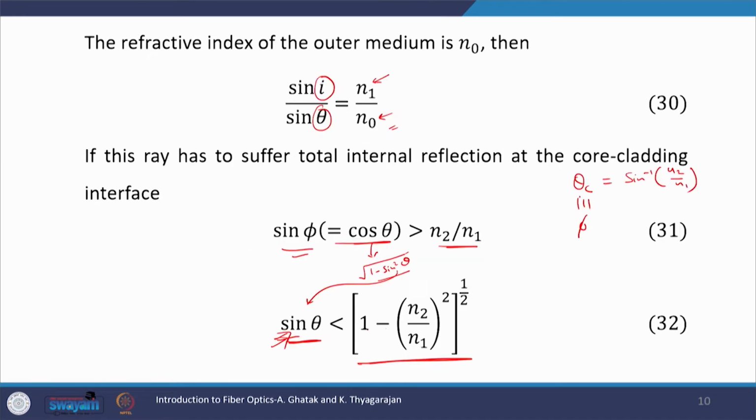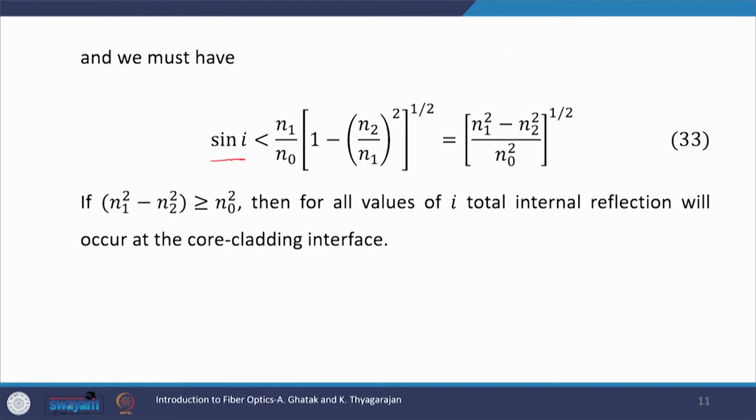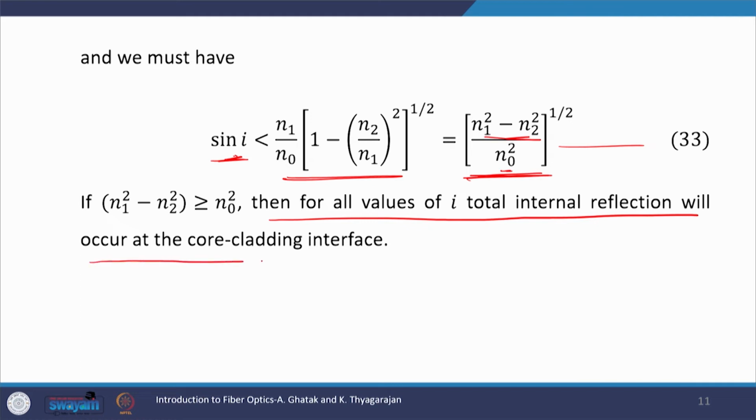Now, we have a condition on theta, and we know how theta is related to I from equation number 30. This is the relation between theta and I. Therefore, we can replace sine theta with sine I using equation 30, and we get that for total internal reflection to happen, sine I must be less than this term, and a bit of simplification leads to equation number 33. We want sine I to be less than this term. Now, if the numerator is larger than the denominator, then for all values of I, total internal reflection will occur at the core cladding interface.